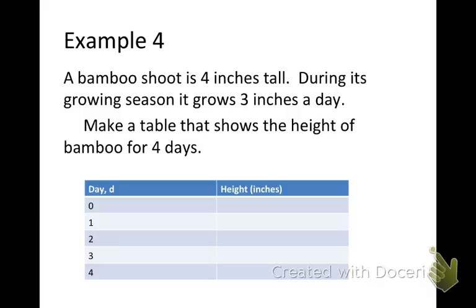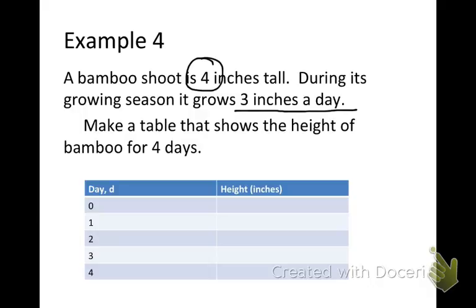Here's another example, so go ahead, pause the video, copy this down into your notebook. When you're ready, you can hit resume so then we can talk about this. Okay, so now that this is written in your notebook, example 4: a bamboo shoot is 4 inches tall. During its growing season, it grows 3 inches a day. So we know that our bamboo is starting at 4 inches, and for every day it's going to grow 3 inches. So I'm going to make a table that shows the height of bamboo for 4 days.